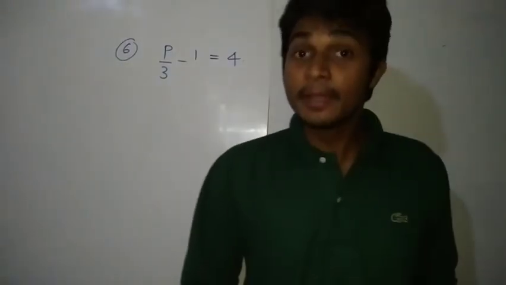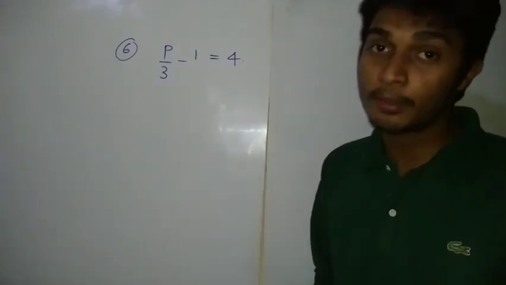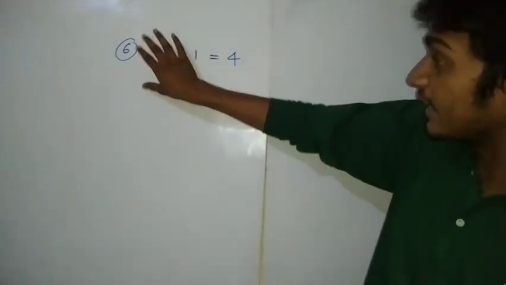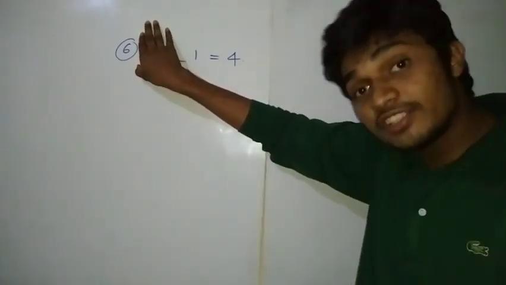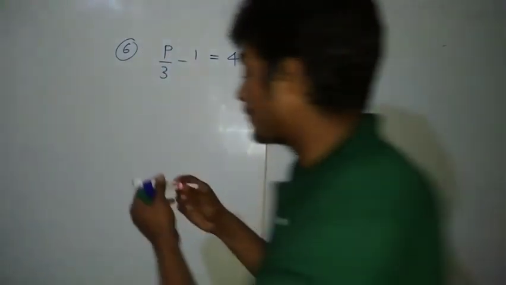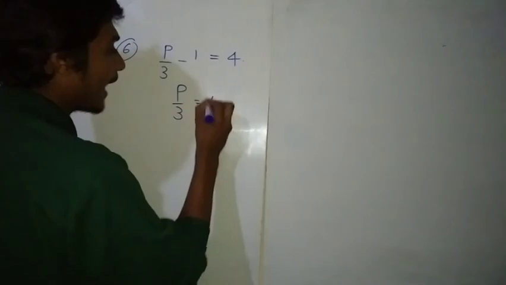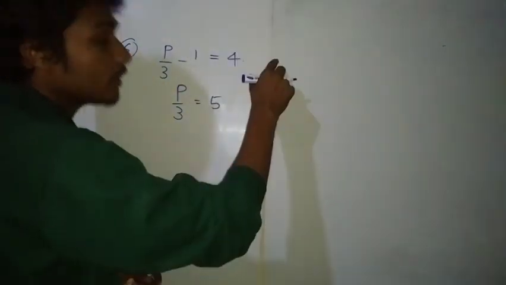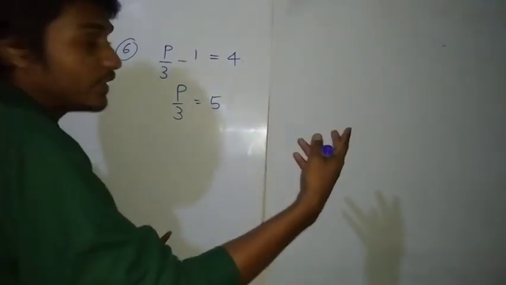So the next problem is P by 3 minus 1 is equal to 4. So you are supposed to solve this. So how are we going to solve this? P by 3, you have some kind of thing. If you subtract 1 from that thing, it's going to make 4. So if you don't subtract 1, what is going to happen? It's going to be 5. So P by 3 is going to be 5, right? Algebraically speaking, if you take minus 1 to the other side, it becomes plus 1. So 4 plus 1 is going to be 5, even if you do it in that fashion, right?